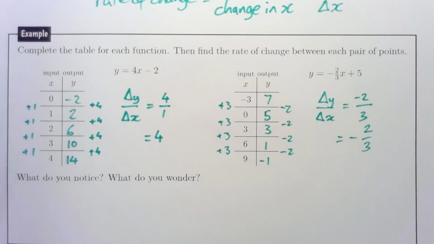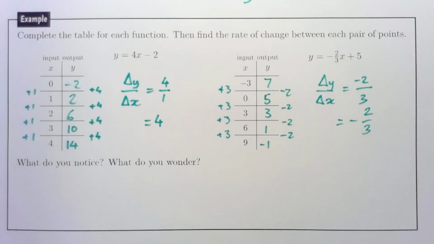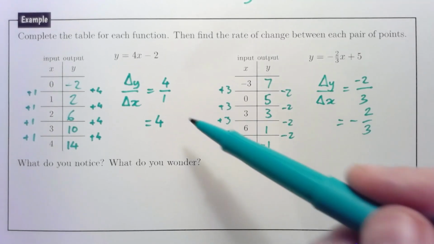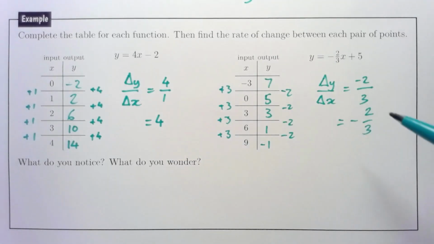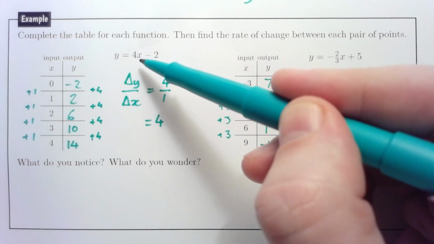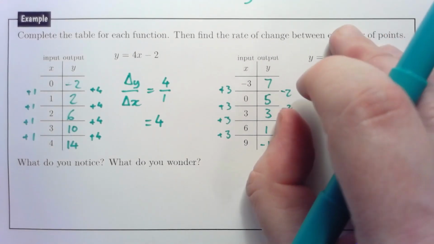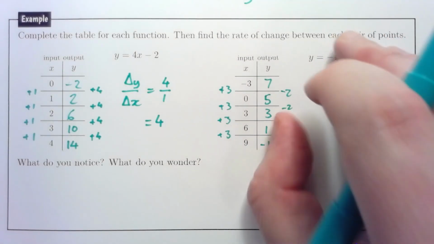Now, I will give you just a moment to see if you can notice something quite important here. If you haven't picked it up, each time this rate of change was the same as that number multiplying the x, the coefficient of x. That was what we were labeling m earlier. In fact, for a linear function, this is always going to be true.